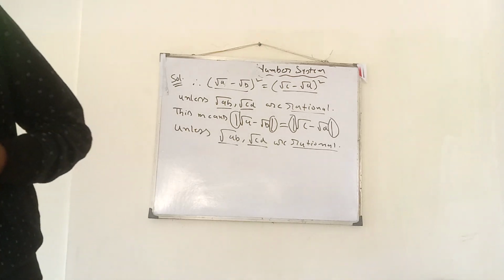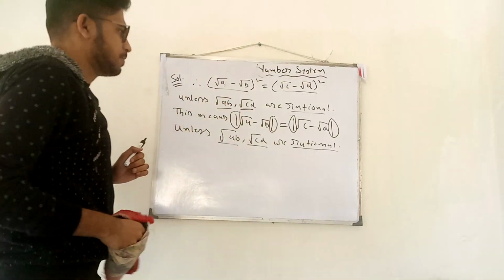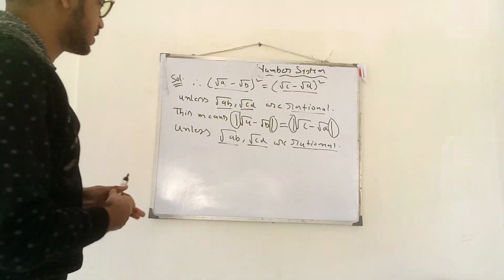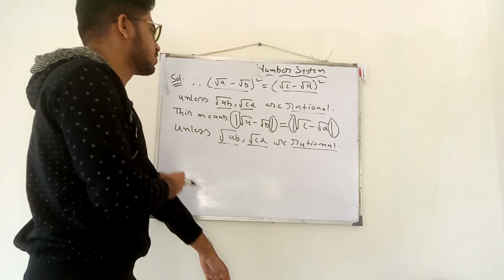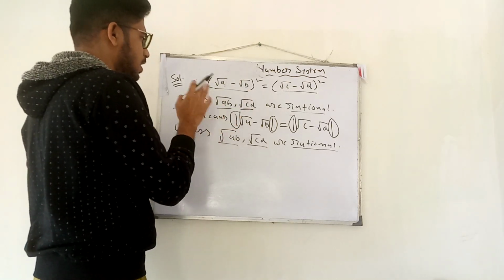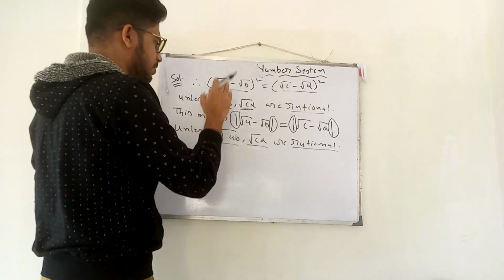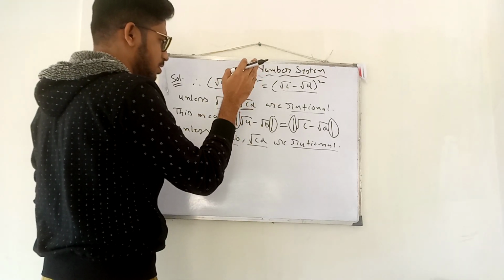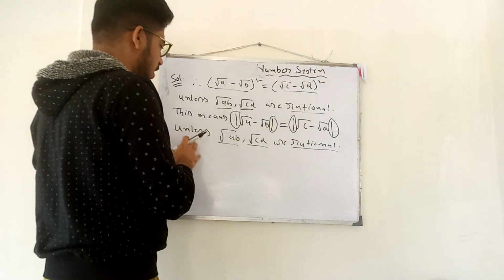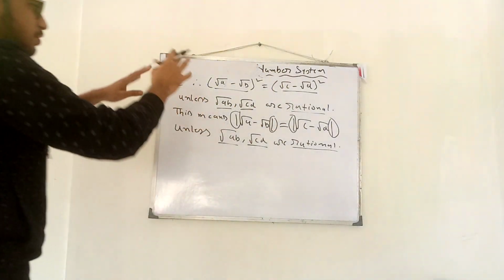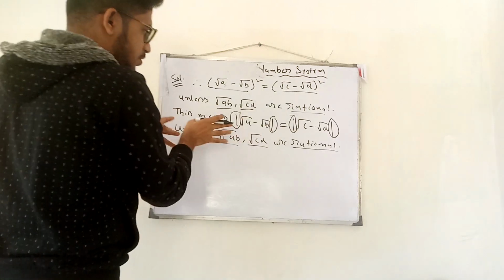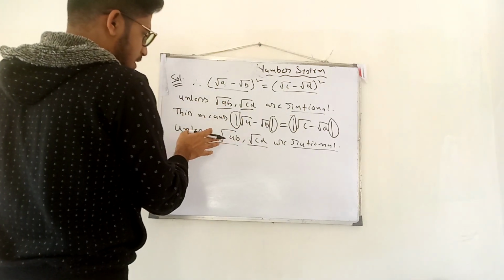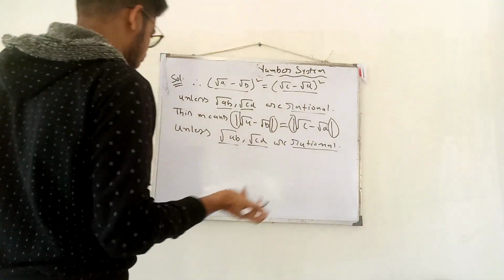Okay, I hope so, this is a simple funda. So that's saying if root A minus root B whole square is equal to root C minus root D whole square, unless root AB and root CD are rational, this means that the modulus of root A minus root B is equal to the modulus of root C minus root D, unless root AB and root CD are rational. So this is one.